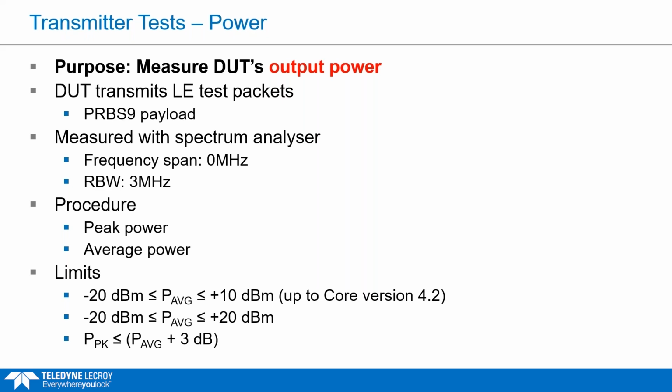So for the limits, up to Bluetooth 4.2, the limits were minus 20 dBm to plus 10 dBm. That now goes up to plus 20 dBm. And the peak power has got to be within 3 dBs of the average power.